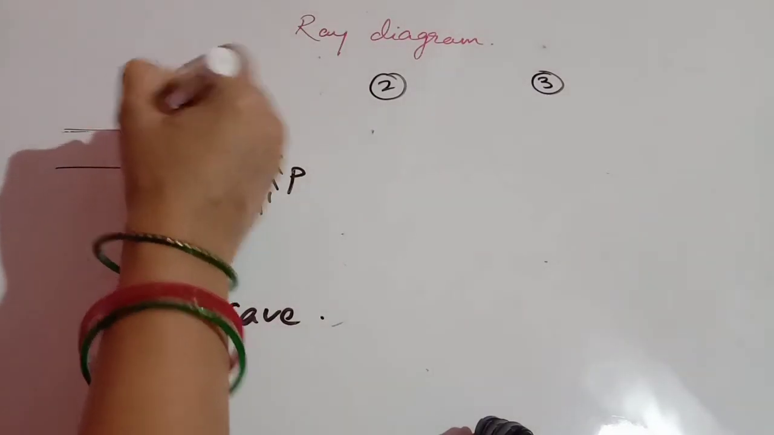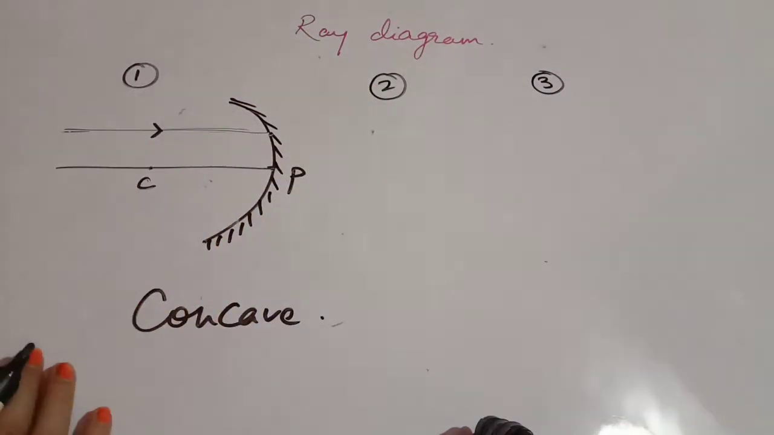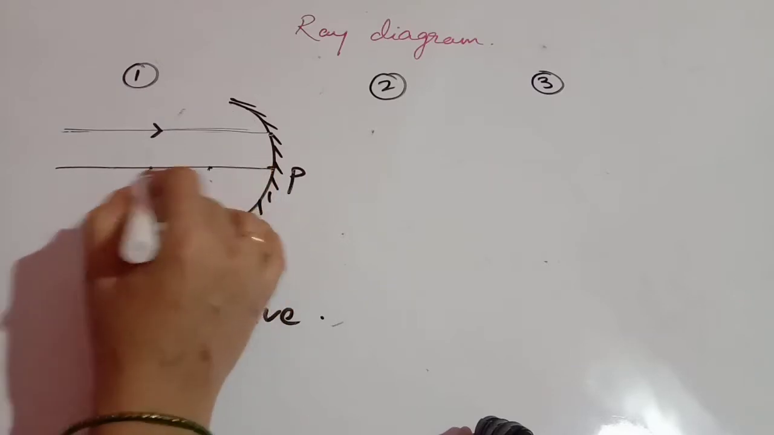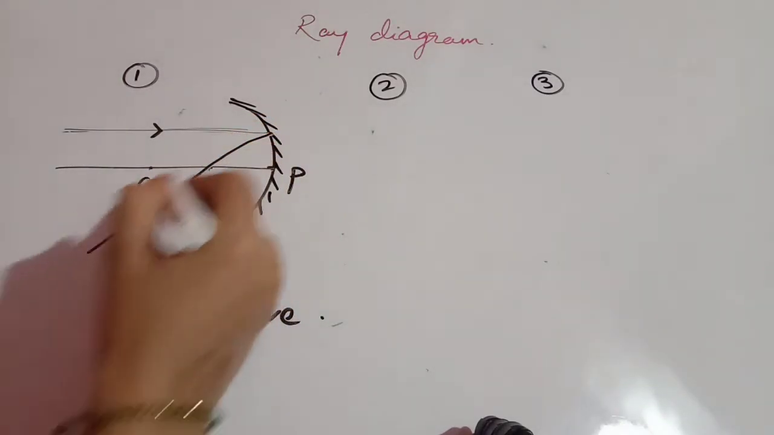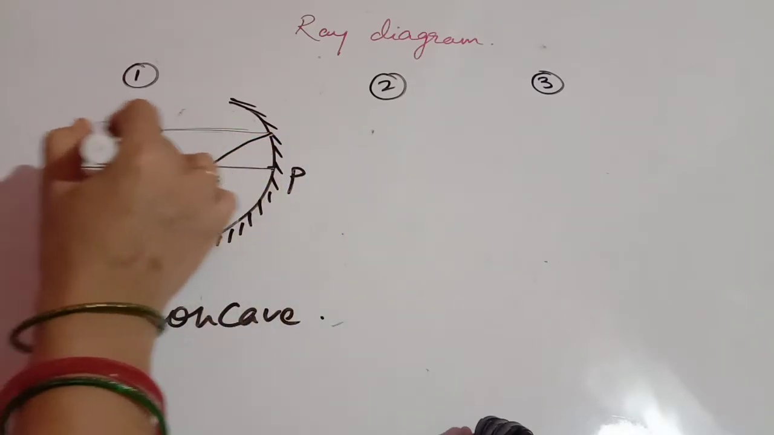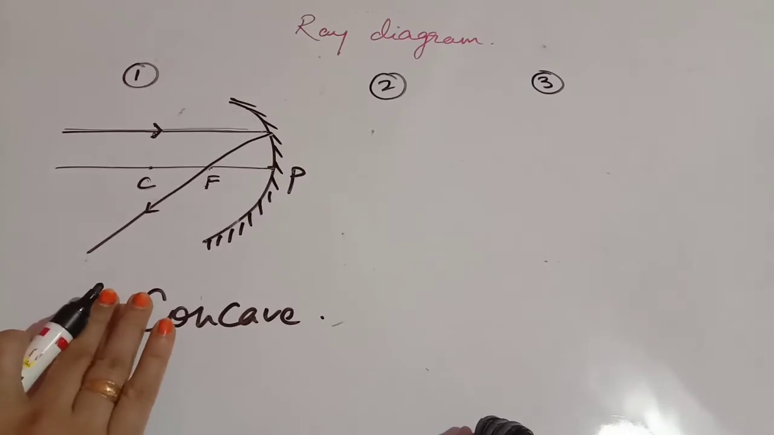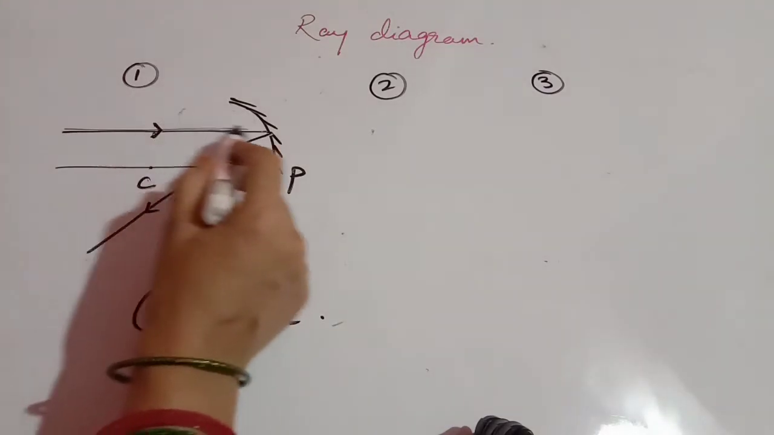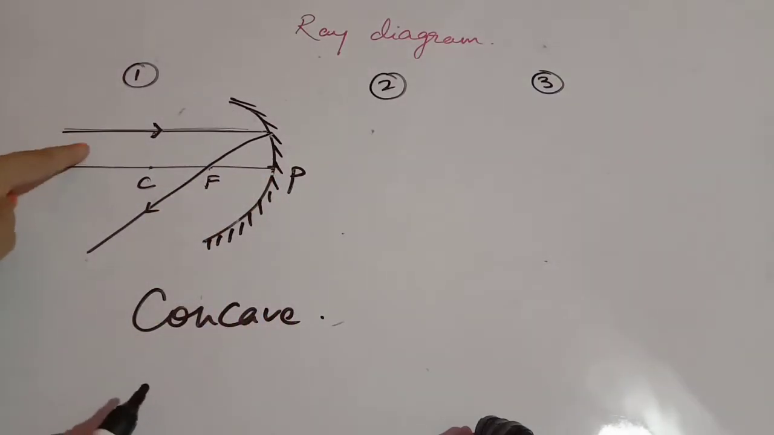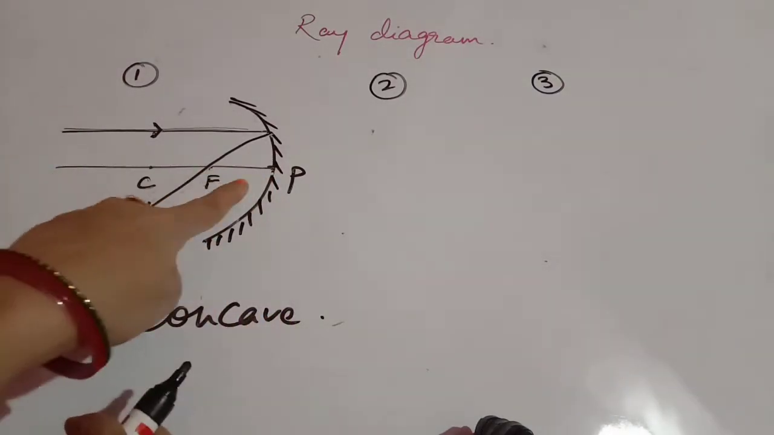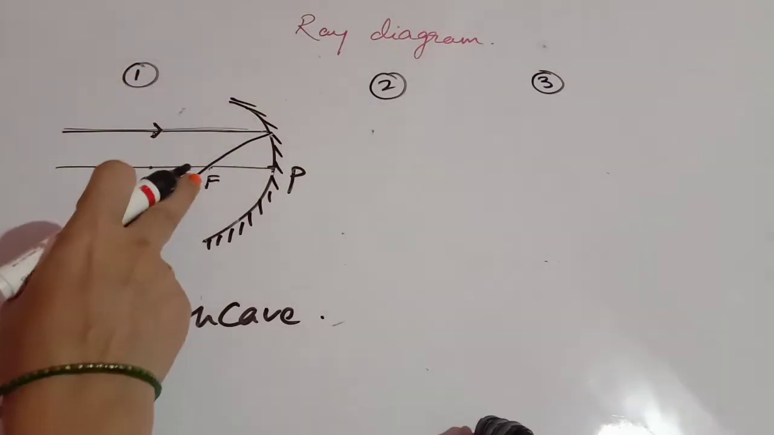What happens? The ray will reflect back through the focus. The focus is where? In between C and P, the middle position, this is the focus. So this ray will reflect back through the focus. This is the first rule of the ray diagram that you have to understand. Whenever the incident ray is parallel to the principal axis, the ray will reflect back through the focus.